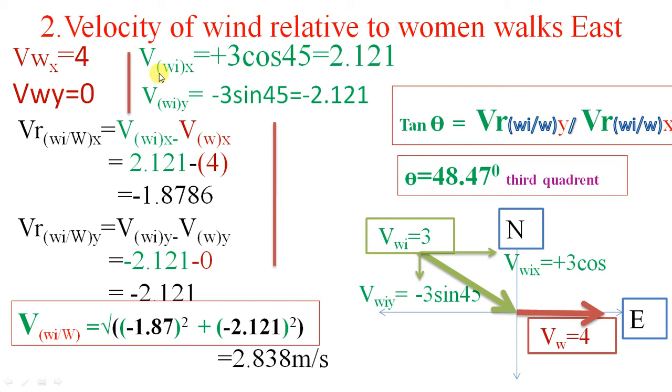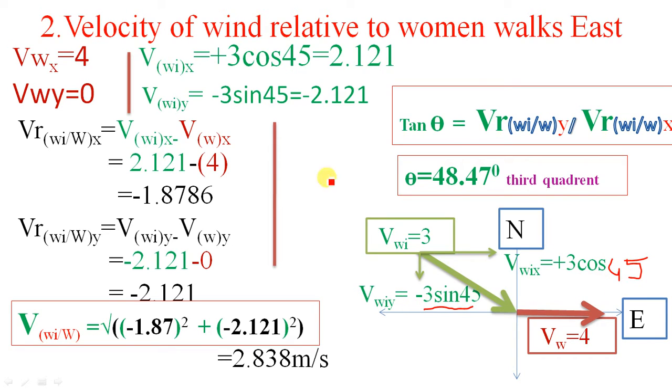Similarly, the x component of the wind, v_wx: the velocity of wind is 3 meter per second, so its x component is 3 cos 45, that is 2.121. It is in the plus direction because it is towards the right. Similarly, the component of velocity of wind in the y direction is negative because it is in the downward direction, that is minus 3 sin 45.